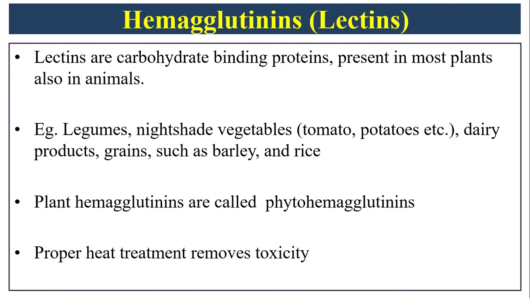Next, heme agglutinins, or lectins. Lectins are carbohydrate binding proteins present in most plants, also in animals. Examples: legumes, nightshade vegetables, tomato, potato, etc. Dairy products, grains such as barley and rice. Plant heme agglutinins are called phytoheme agglutinin. Proper heat treatment removes toxicity.